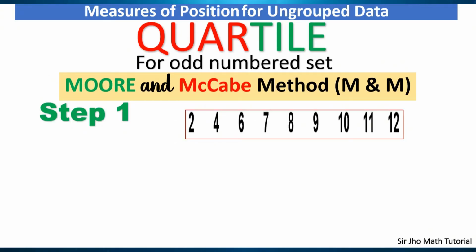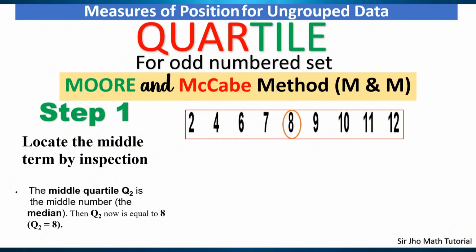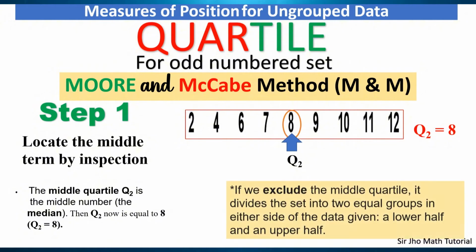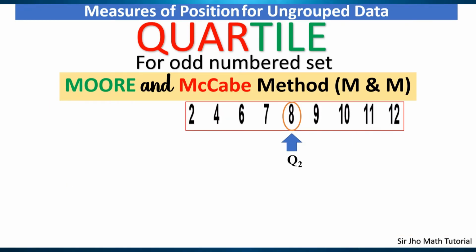Step 1, locate the middle term by inspection. The middle term natin is 8. The middle quartile or Q2 is the middle number or the median. Then Q2 now is equal to 8. Take note that if we exclude the middle quartile, it divides the set into two equal groups in either side of the data given, a lower half and an upper half.